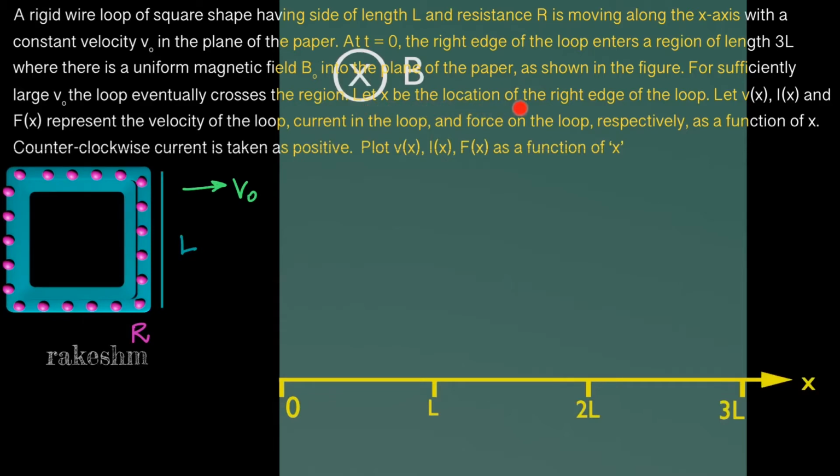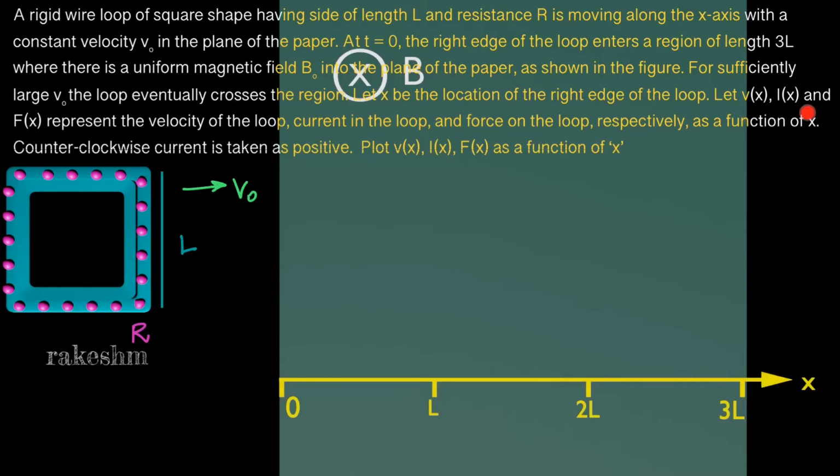Let x be the location of the right edge of the loop. So the location of the loop is given by where this right edge is. Let us say this right edge is here, which means the loop position is x equal to 0. If this right edge is here, then the loop position is x equal to L.